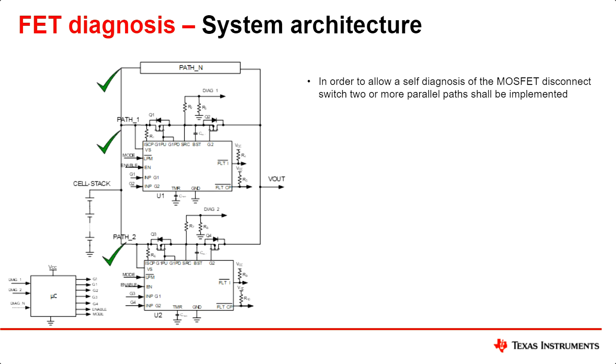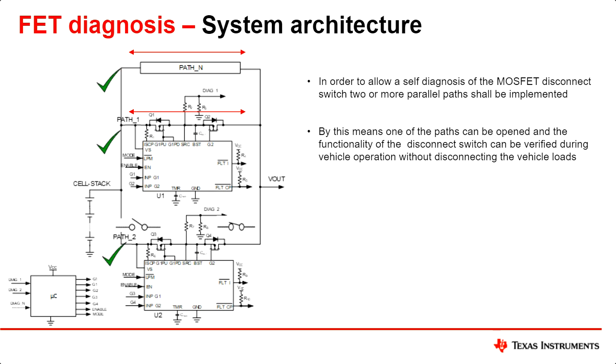The diagram on the left side basically shows a basic FET diagnosis architecture in the battery management system that we have identified. The key challenge here is how do we do the FET diagnosis while keeping all the FETs on or driving all the loads? That's where we can have multiple paths in parallel. The idea here is to do the FET diagnosis for, let's say, path one, while path two, or some other path, is still driving the loads. So essentially, how is it done?